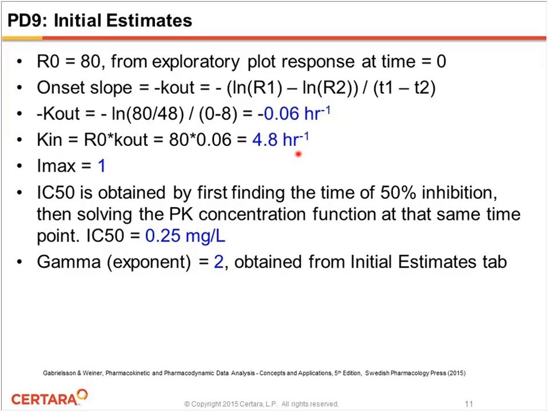From the exploratory plot, we saw that it's possible to get a maximum inhibition, so the Imax is set to 1. Then the IC50 initial estimate can be obtained by first finding the time of 50% inhibition and then solving the PK concentration function at that same time point. So in this example, the IC50 is 0.25. And then lastly, the gamma exponent, you can evaluate, you know, model fitting, maybe start without an exponent, but if you determine an exponent is necessary, there's a handy initial estimates tab in Phoenix that you can use to find the initial value for gamma.